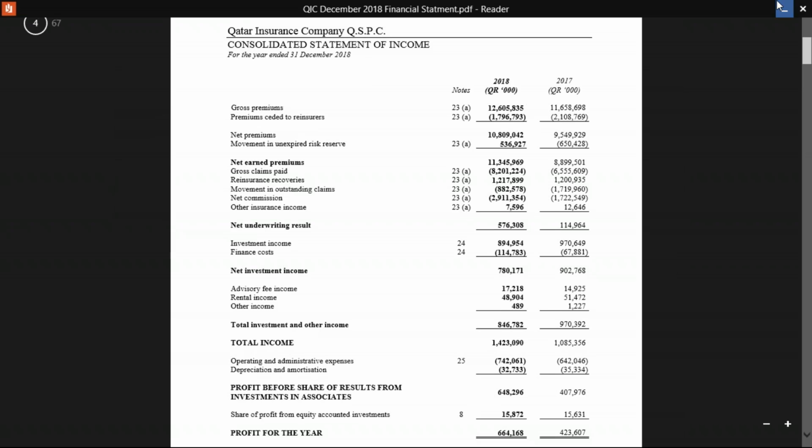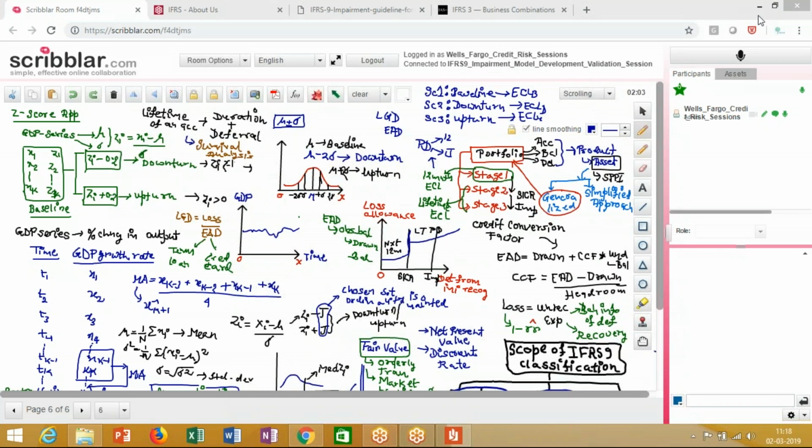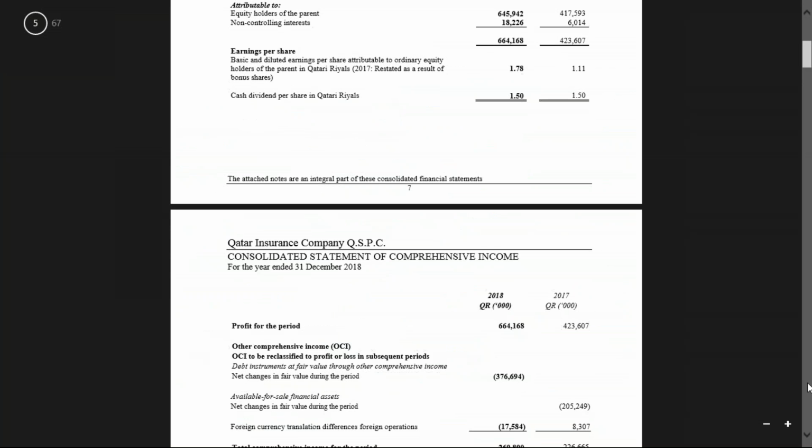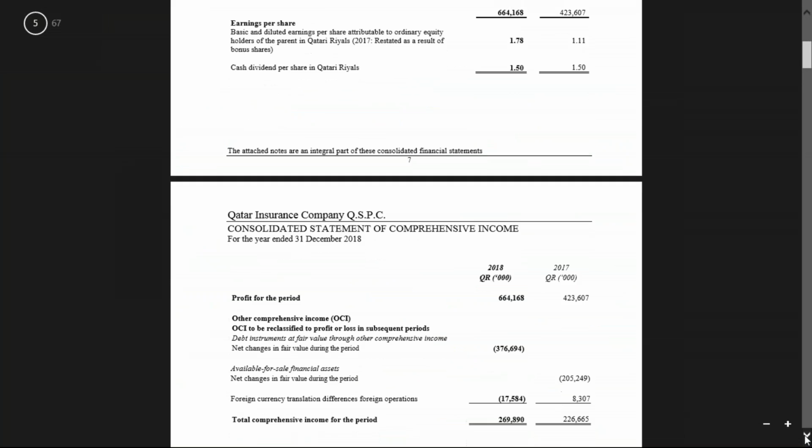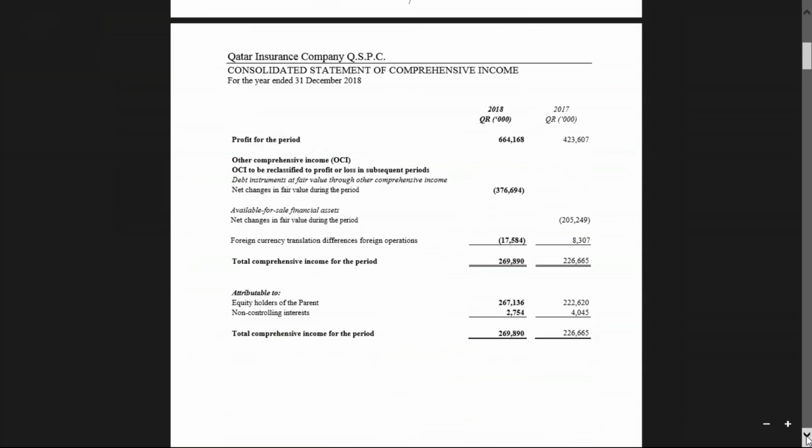Clear on this part? Fine, great. So let's look into what type of asset or what type of other comprehensive incomes feature for this insurance company. The first is debt instruments at fair value through other comprehensive income. So that's the first thing. If you have some debt instruments at fair value through other comprehensive income, that is the part which is applicable for IFRS 9.